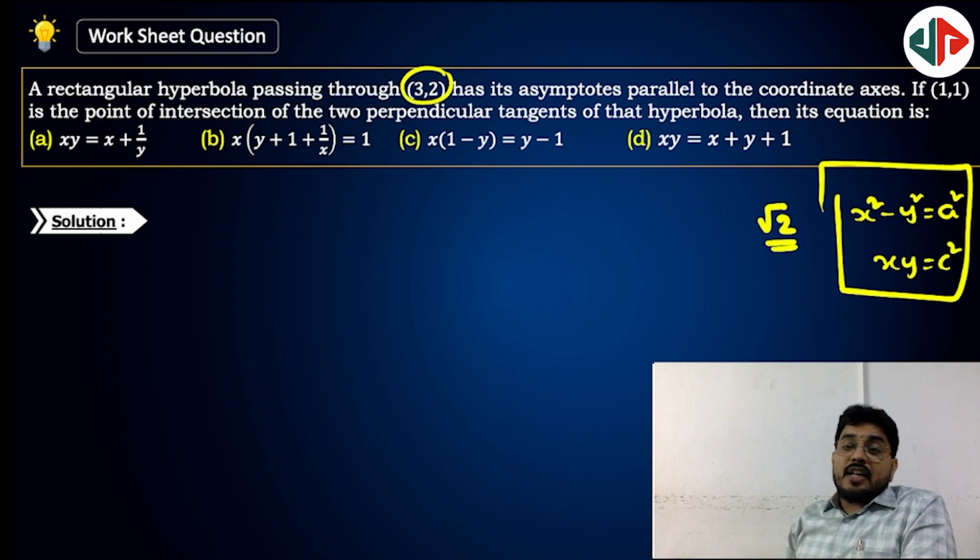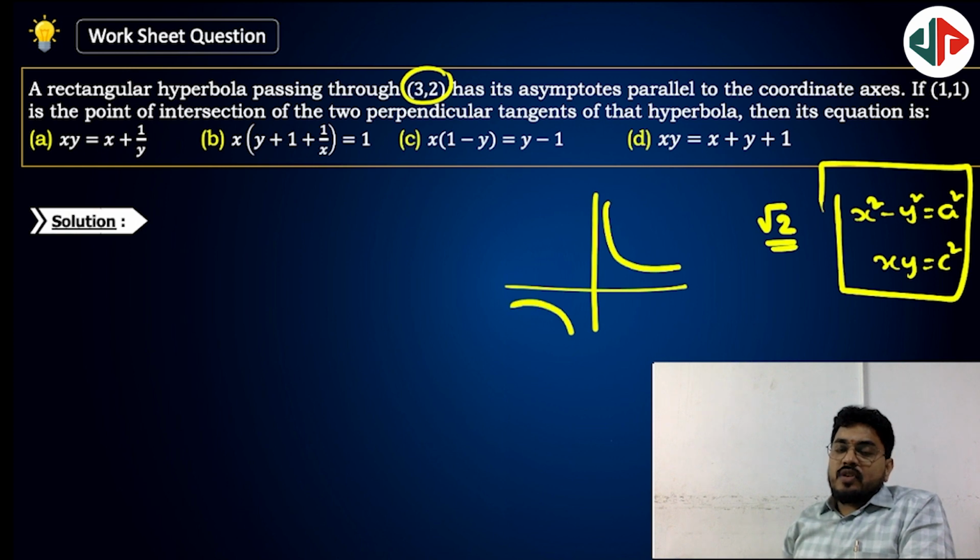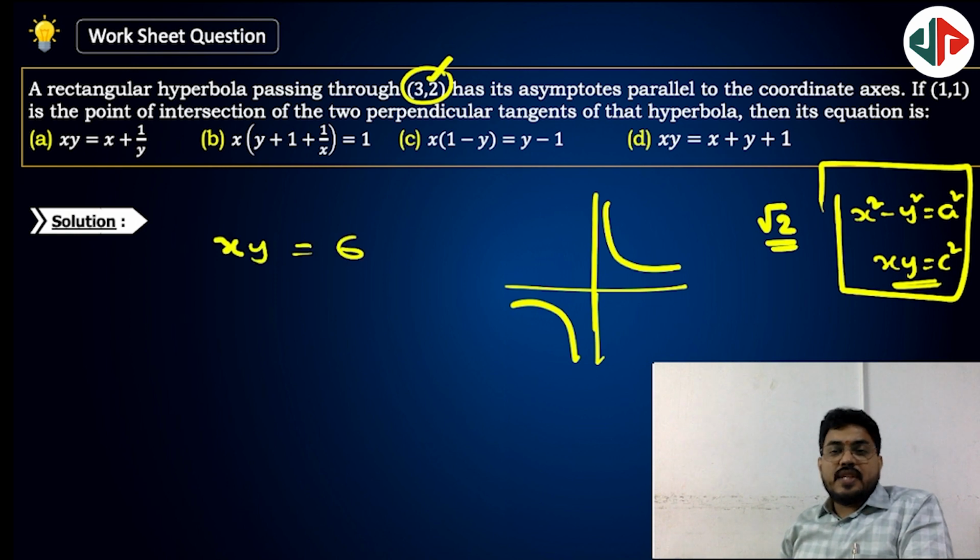Asymptotes are parallel to the coordinate axes, which means xy is equal to c square. Xy is equal to c square, passing through (3, 2). So what is the answer? Xy is equal to 6.